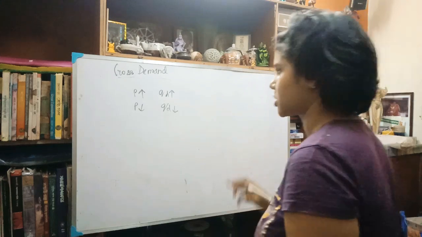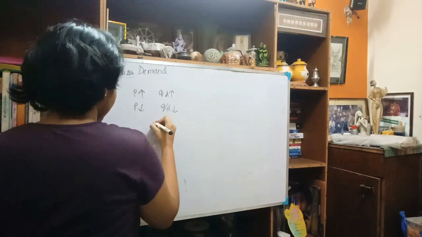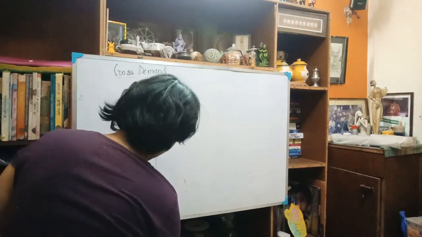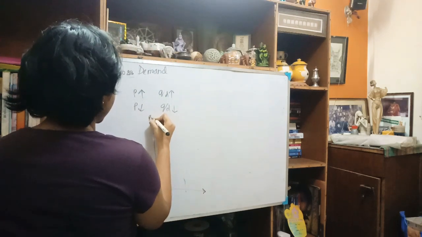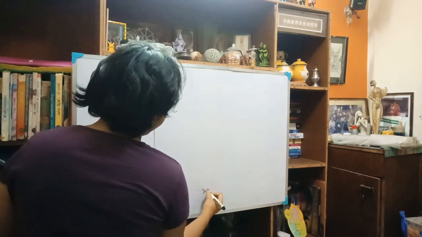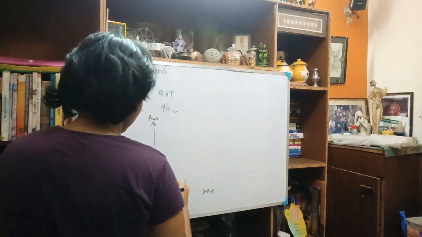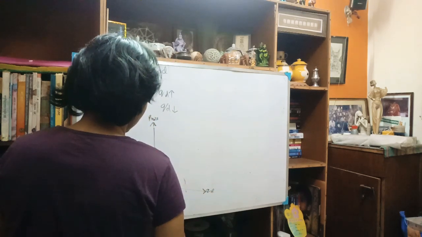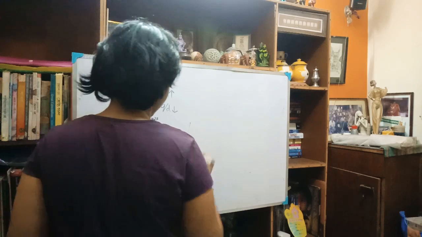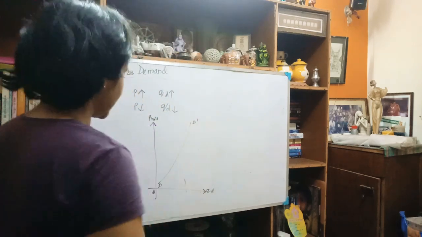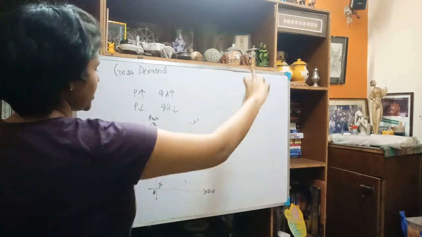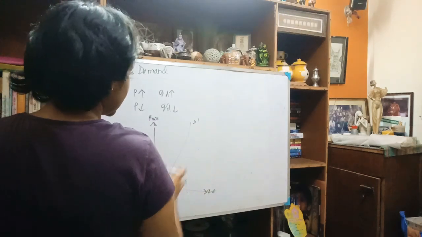I'll draw another upward sloping curve for you. Of course, I drew two downwards. Price, Q. So you go upwards. D dash. Don't make this mistake. Okay, see, the curve is upward sloping, so it's starting from here. So write D dash here.